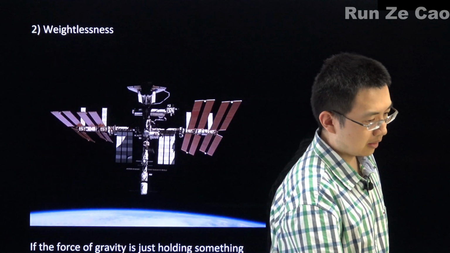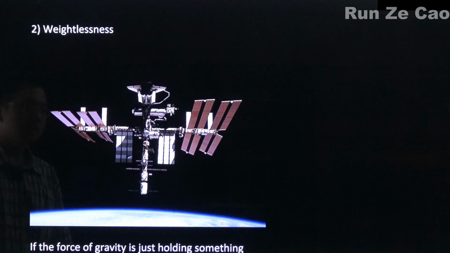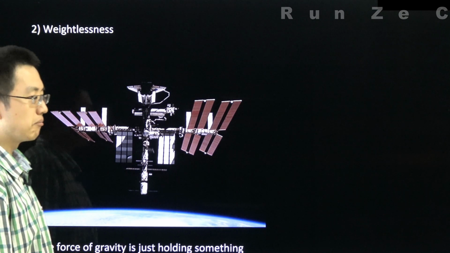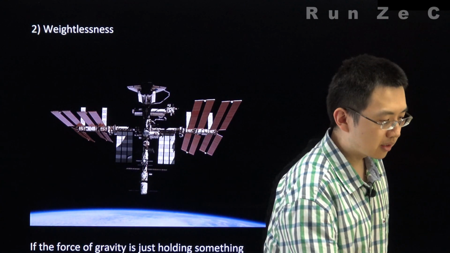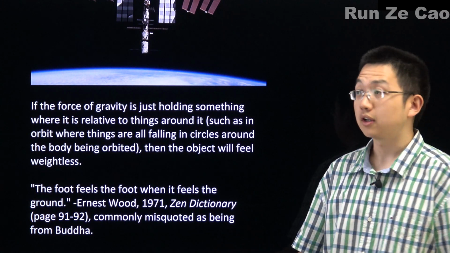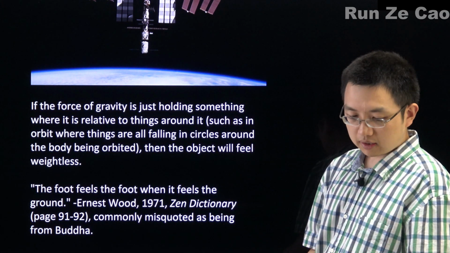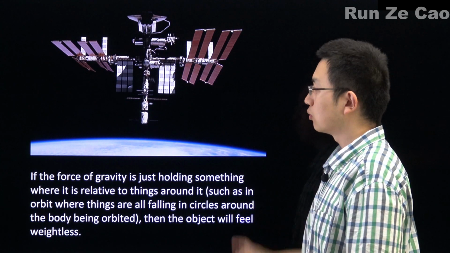Okay. Another issue with uniform vertical acceleration is that sometimes you realize that down is a direction that changes all the time. Like in orbit. Weightlessness is caused by the force of gravity holding something where it is compared to the things around it. The International Space Station is falling forever toward Earth.